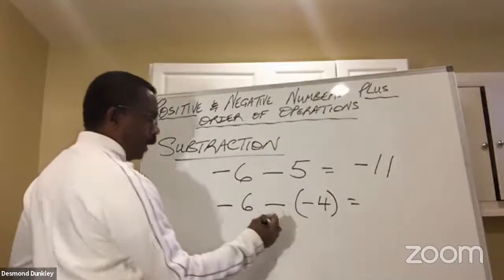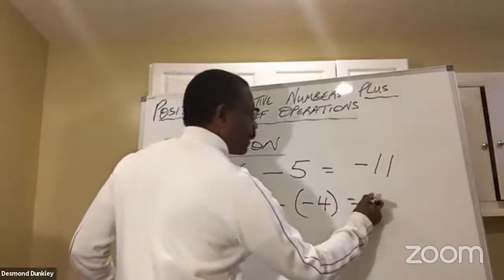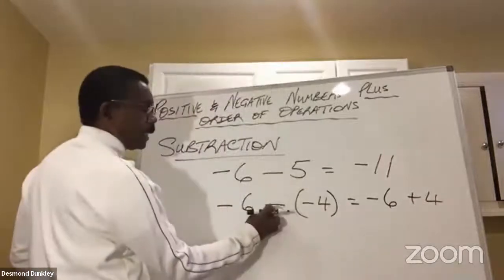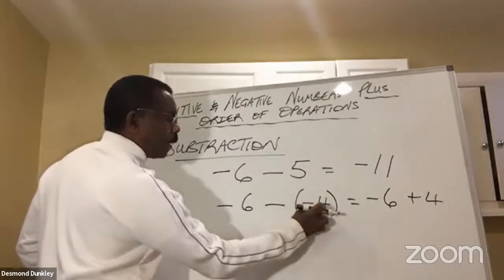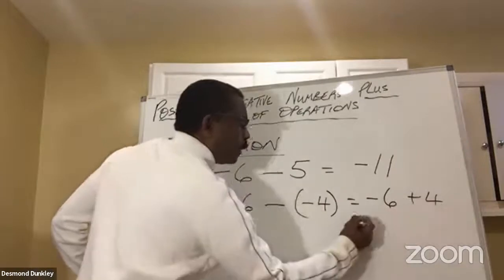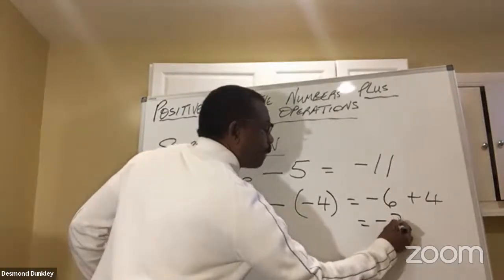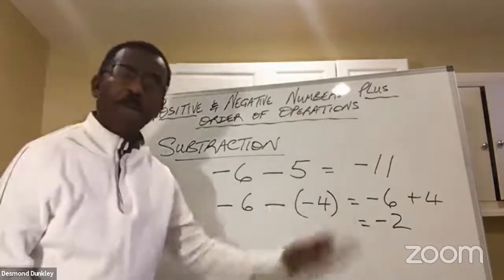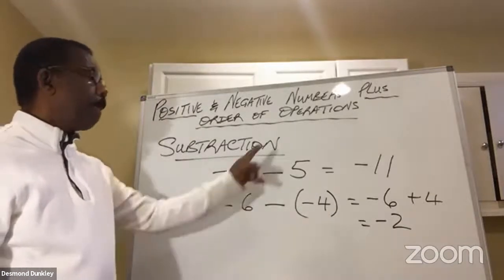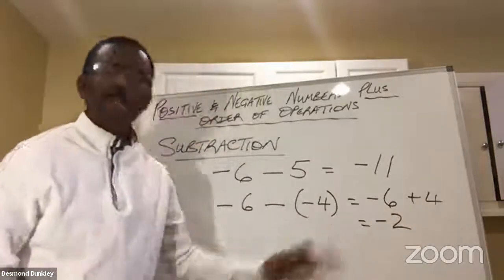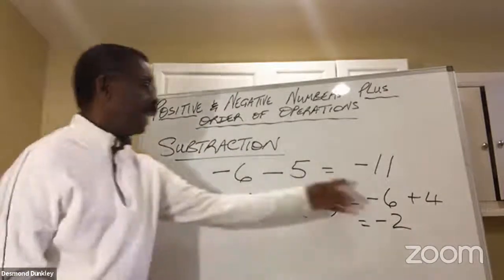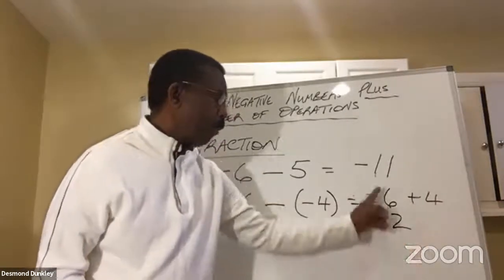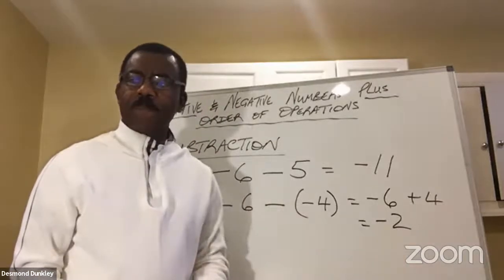So the final answer for this is going to be -6 + 4, because this is the opposite of -4. -4, opposite of that is 4, so the final result is -2. So we have -6 take away -4 becomes -6 + 4. Minus gives you a plus. And -6 + 4, you have 6 negatives, 4 positives. So you end up with an overall of 2 negatives.